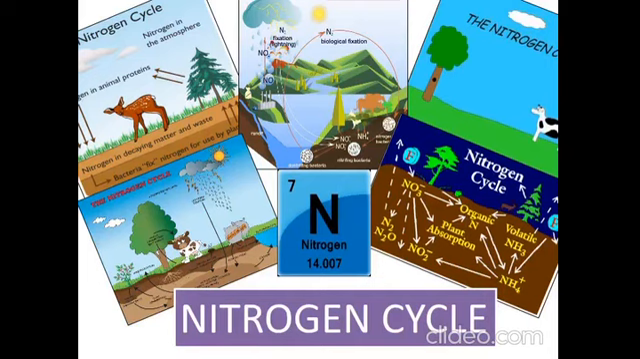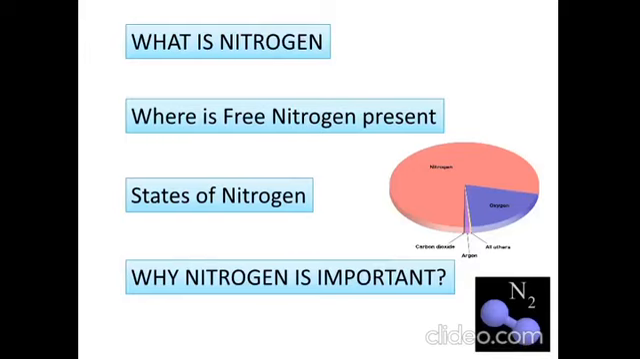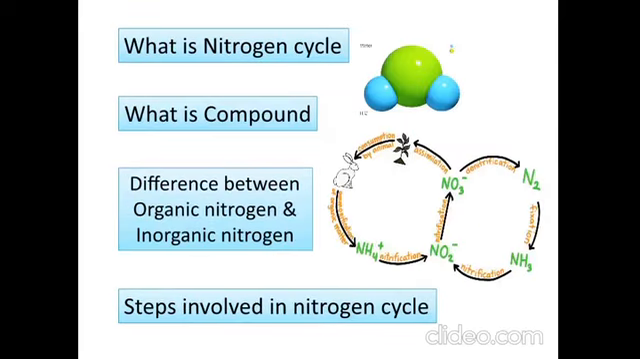Before going into what is nitrogen cycle and steps involved in it, let's first understand basics like what is nitrogen, where is nitrogen present, states of nitrogen, why nitrogen is important to plants and animals, what is compound, what is organic and inorganic nitrogen, and then after discussing all this, we'll move on to nitrogen cycle and steps involved in it. I don't want to make this video too long, so I'll be covering this video in two parts. So let's start with basics.